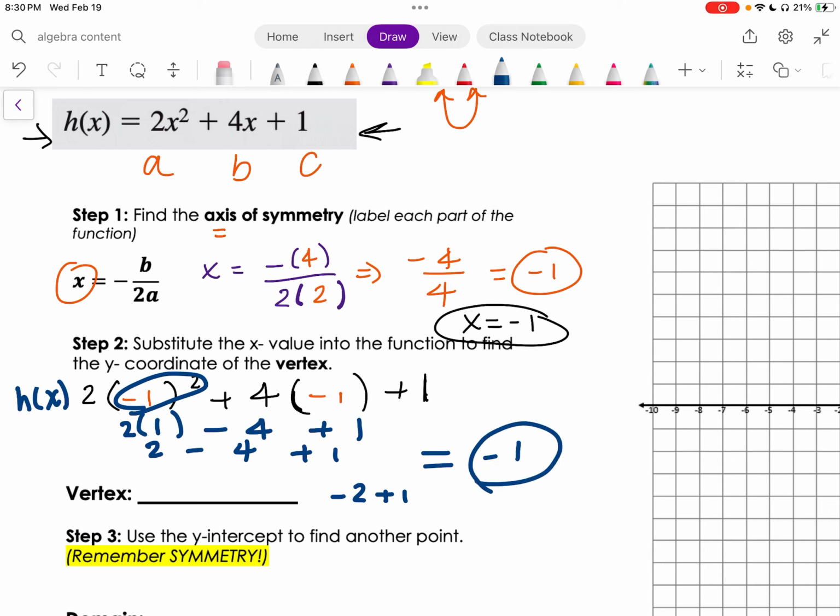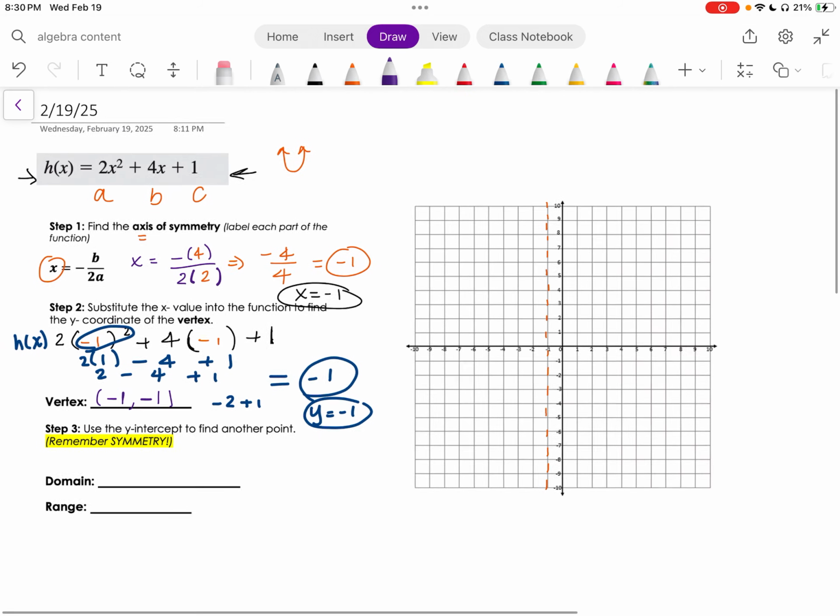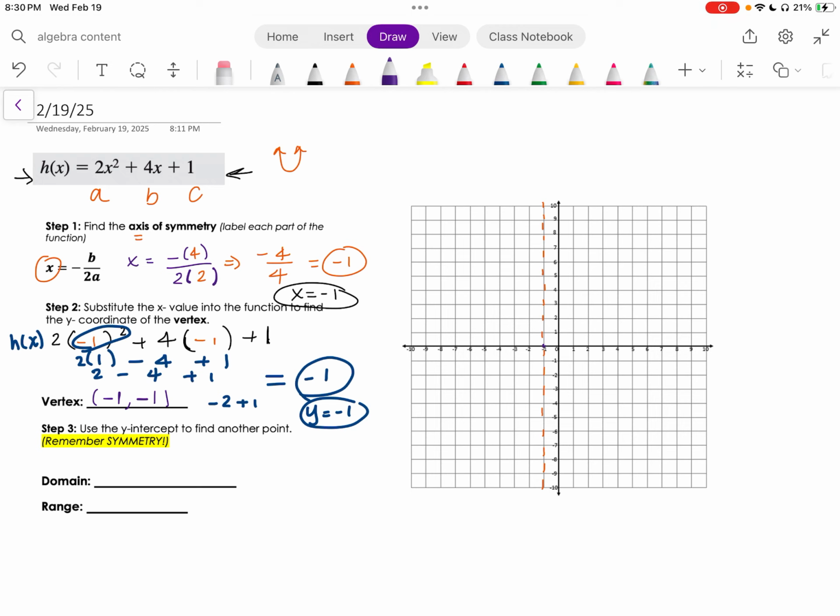So it just so happens that our y value is also negative 1. So the actual vertex for our function is negative 1, comma, negative 1. So that is exactly where we are going to put our dot: negative 1 and then down negative 1. Okay, so step 1 is find the axis of symmetry.